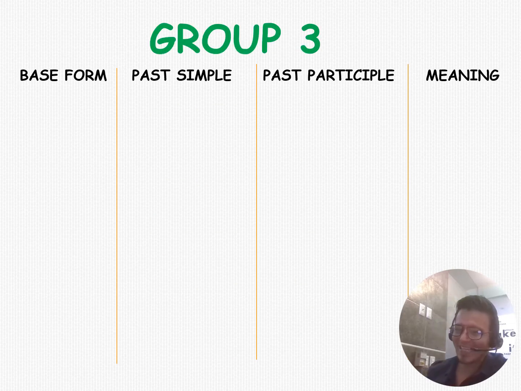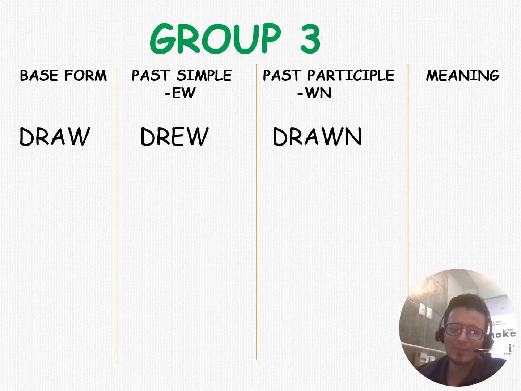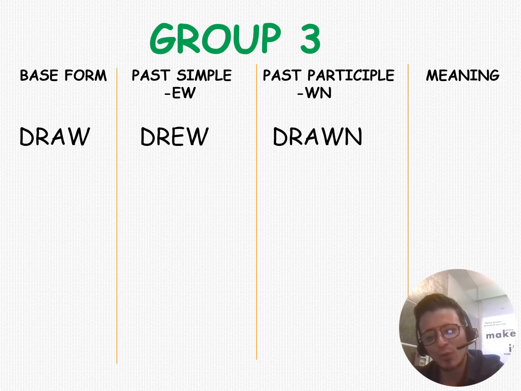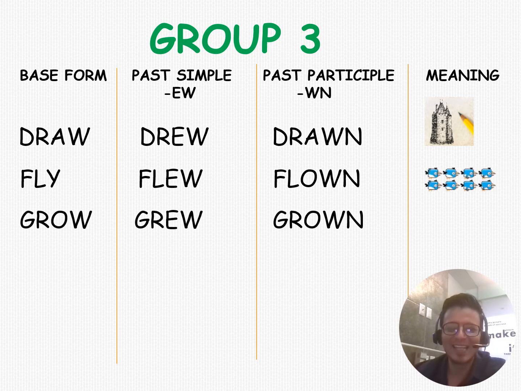Okay, in this next group, which is group 3, we are going to check the ones that in past, they have the ending EW, and for those of you studying participles, the WN as the ending. For example, draw, drew, drawn. Fly, flew, flown. Grow, grew, grown.